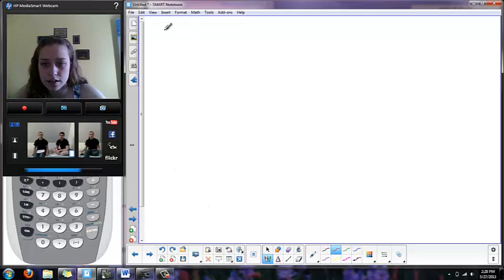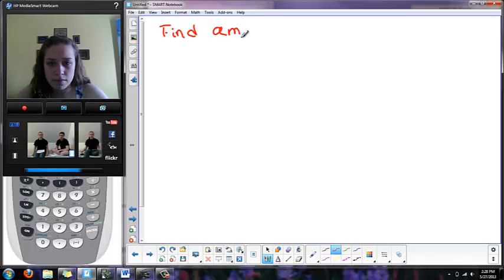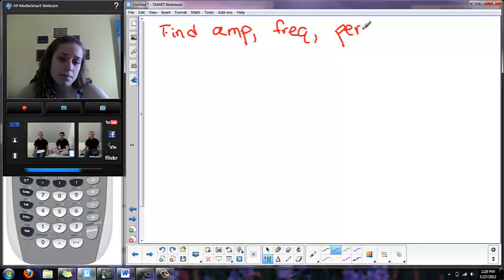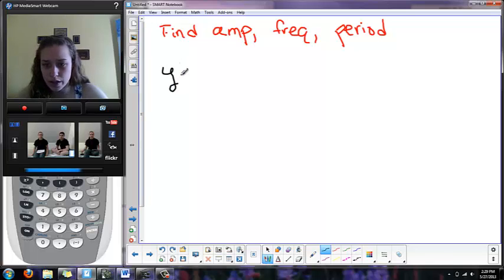We are going to find the amplitude, frequency, and period of these example equations. So let's do y is equal to 3 sine 2x.